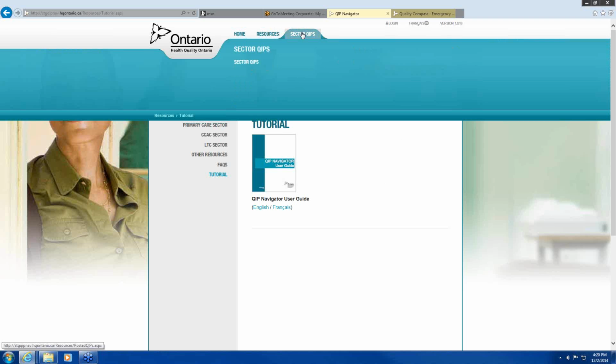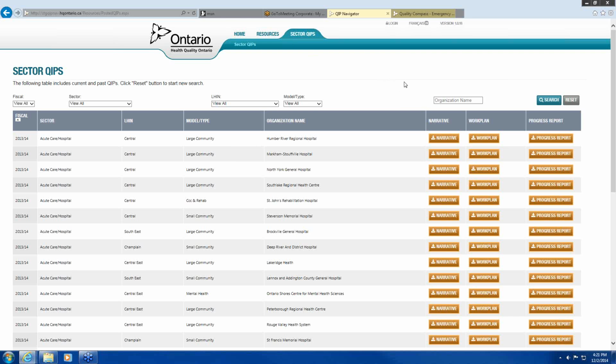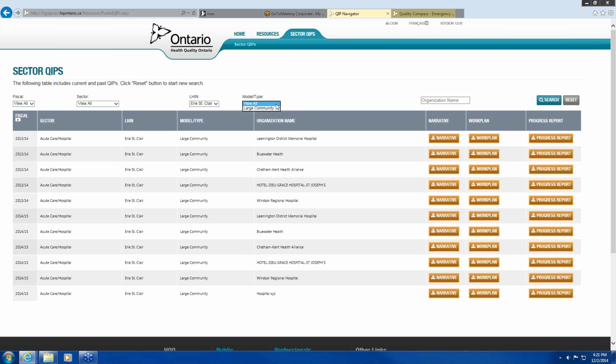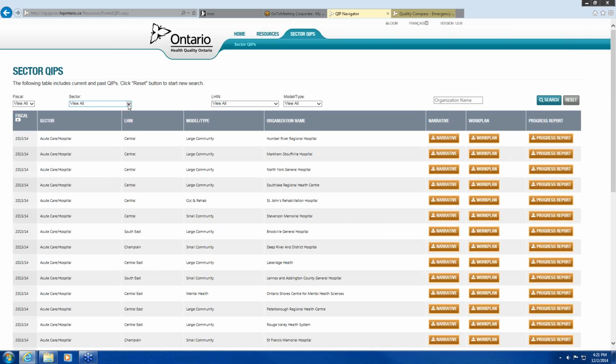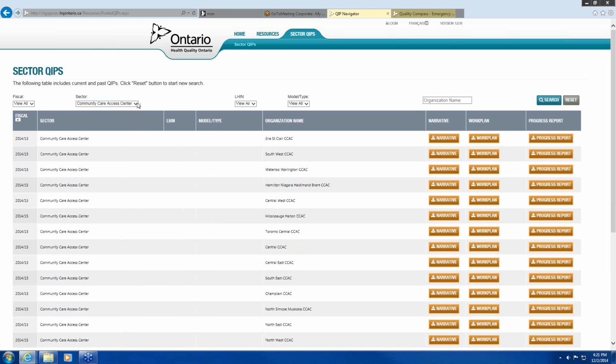next tab, sector QIPs. So this is where it's really a learning environment where you'll be able to sort QIPs by LINs, by model type. So it could be different types of hospitals. If you want to reset, it goes here. There are community care access centers on there now.